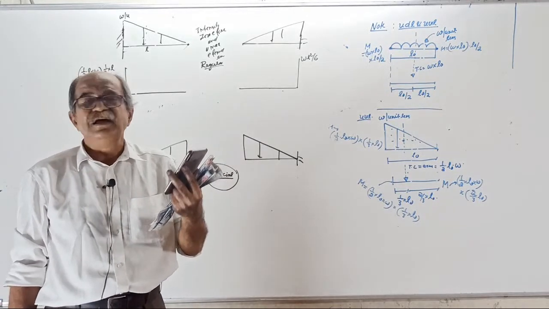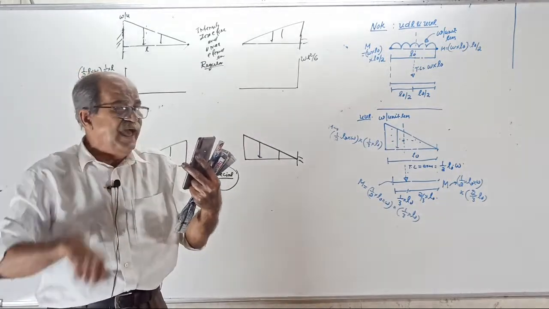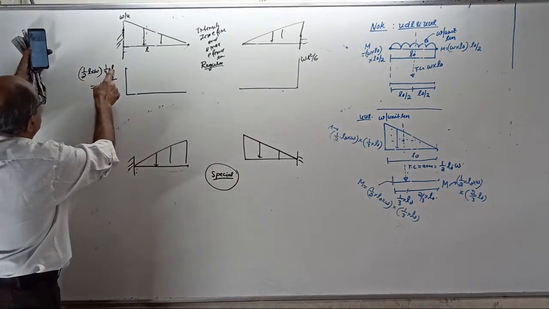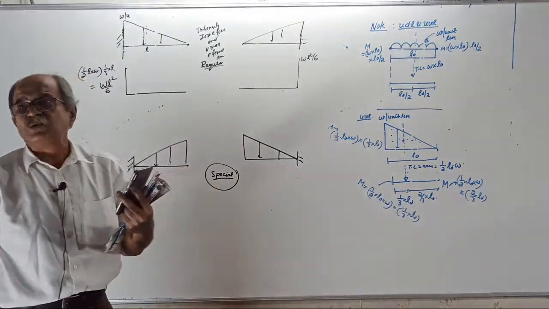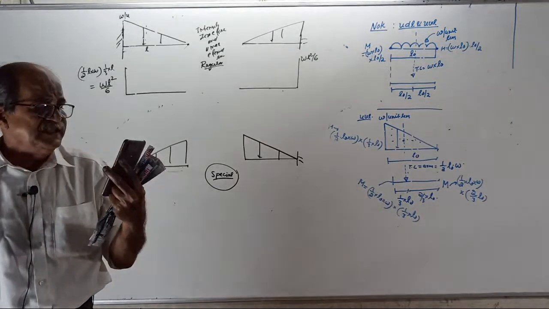And variation X cube will come, but X cube by L will be there. How? See, L into L. How L cube? UDL or UVL, both are L square bending. Final answer is L square. But variation is X cube.